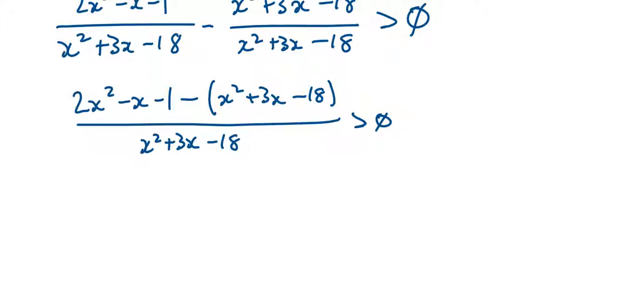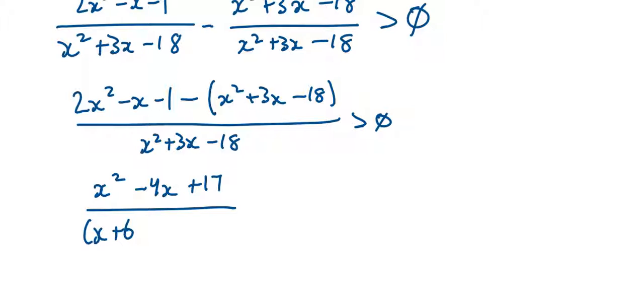All right, so 2x squared minus x squared is x squared. Negative x minus 3x is minus 4x. Negative 1 minus negative 18 is negative 1 plus 18, which is plus 17. What do I need to do with the top? Factor it. Is it factorable? 17 is a prime. So 17 and 1. I don't think that's going to add to 4.